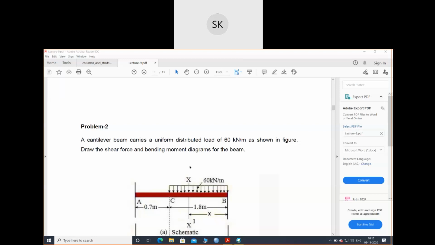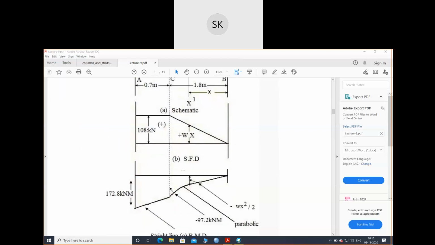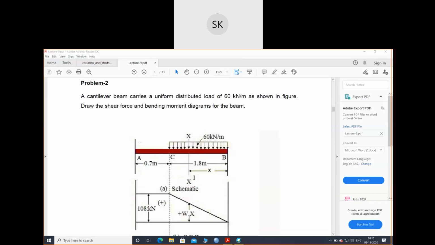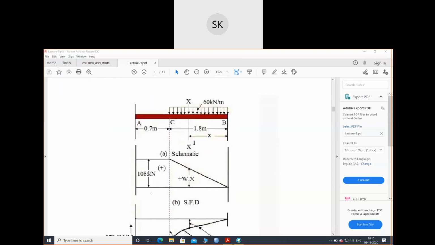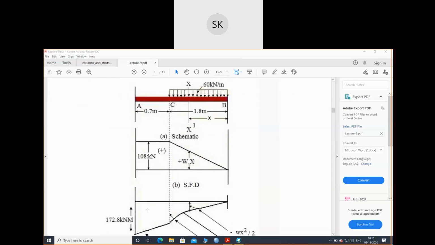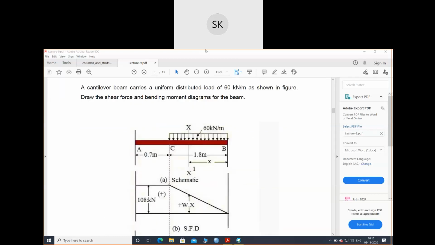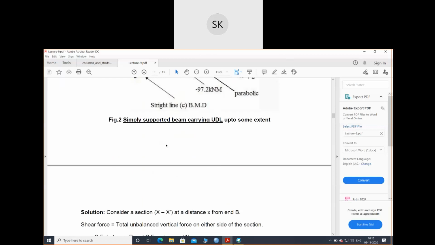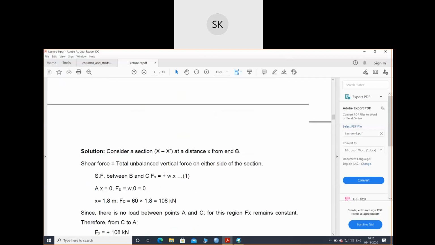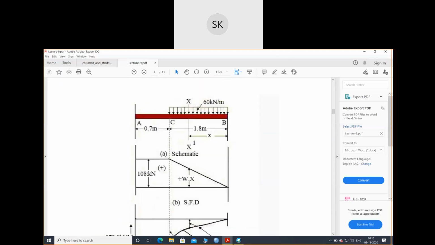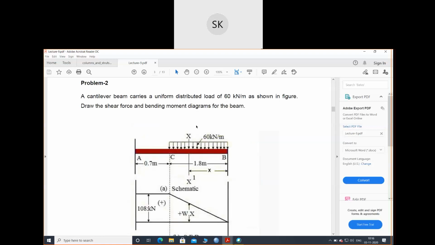Able to do? So let's see. See, in this constant portion there is no load, so the shear force will be the same. So just consider two sections. One section between C to B, and one section between A to C. Okay, two sections will be enough. So let's consider a section at a distance x from B. I'm considering section x dash at a distance x from B.